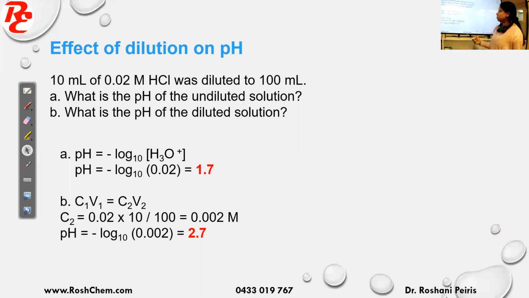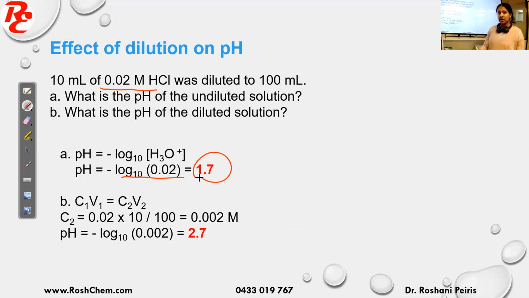The original solution's pH, I can first calculate. I know pH equals negative log of H3O+ concentration. Your original HCl concentration is 0.02, which is the same as the H3O+ concentration because it was 1:1. So negative log of 0.02 gives you 1.7 for the original HCl solution.